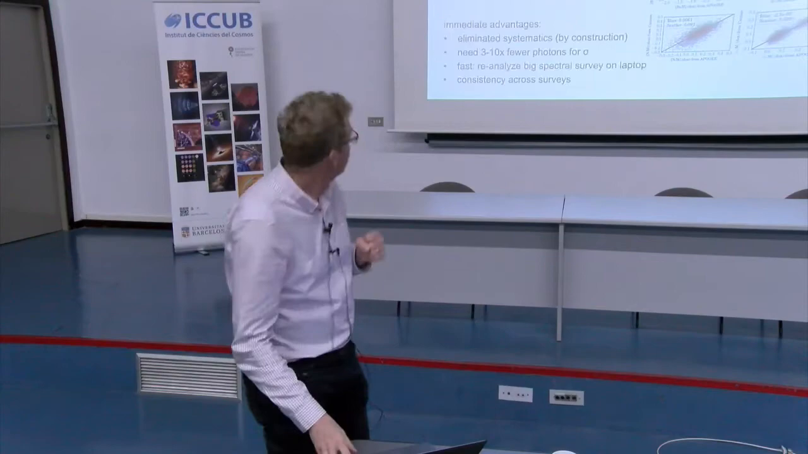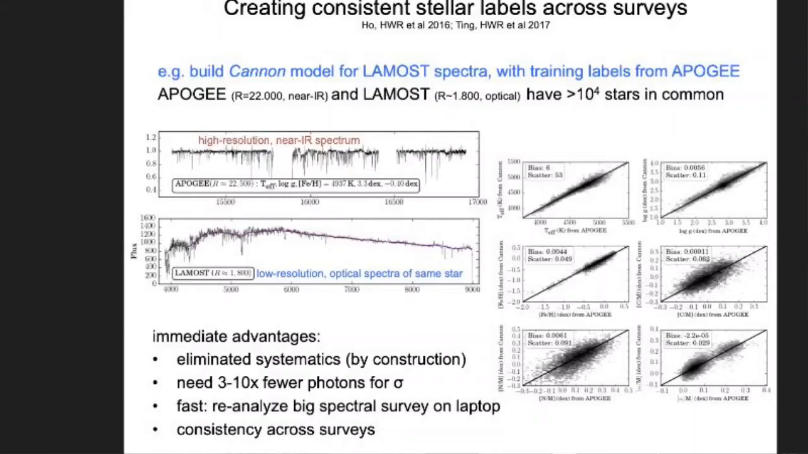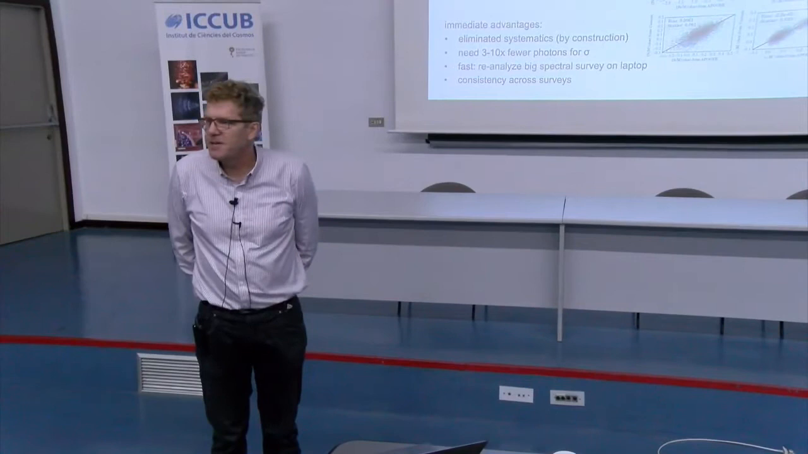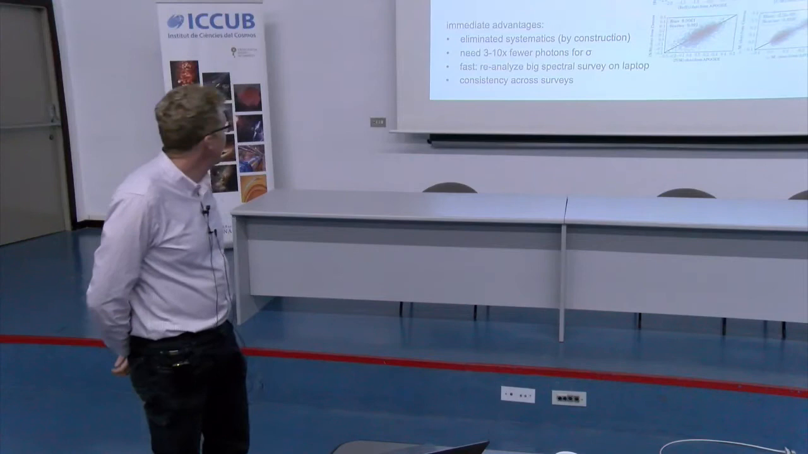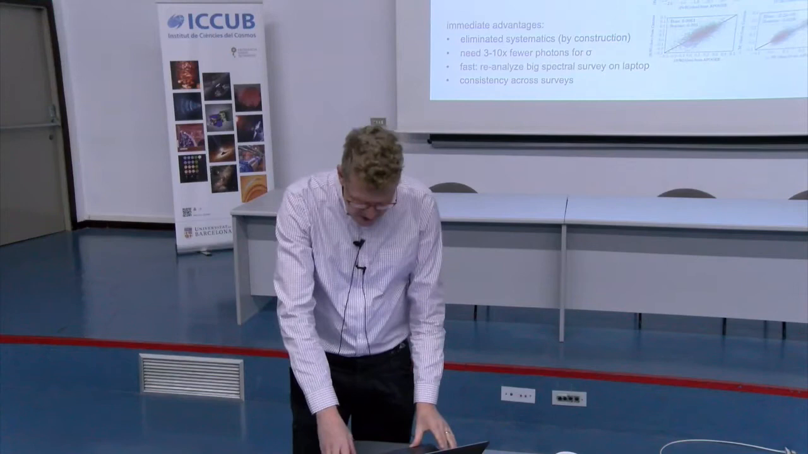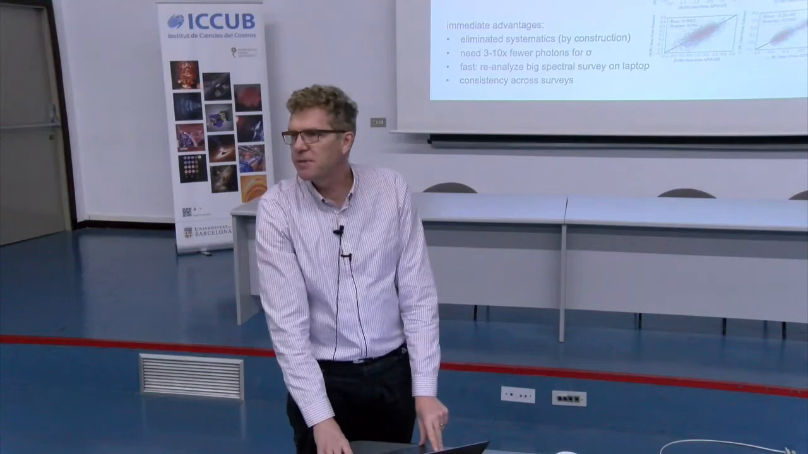So we do not create ground truth, but we can propagate it amazingly effectively. By construction, you see there's no offset. We eliminated systematics between surveys. It turns out if you use the whole spectrum, you only need 20% of the photons to get the same precision. And you can reanalyze surveys on a laptop, and you get consistency across surveys. Fine. I think in astronomy, often, getting technicalities right is less appreciated than in physics, but inconsistencies amongst surveys have been a bane of the field.